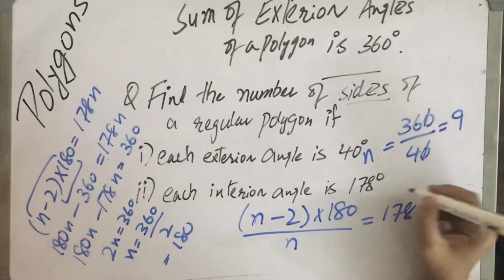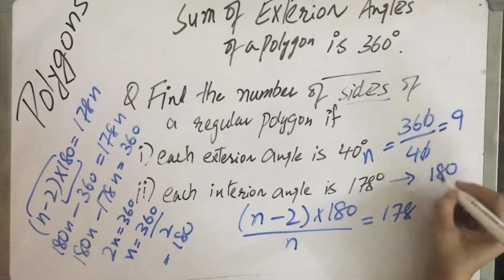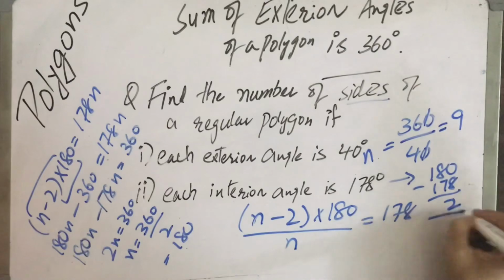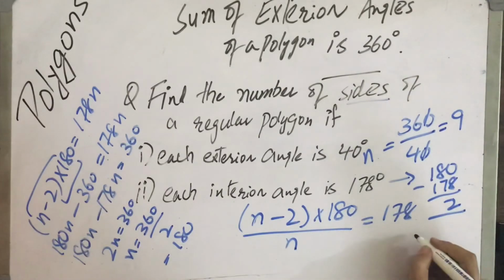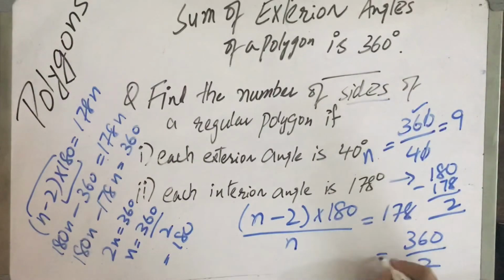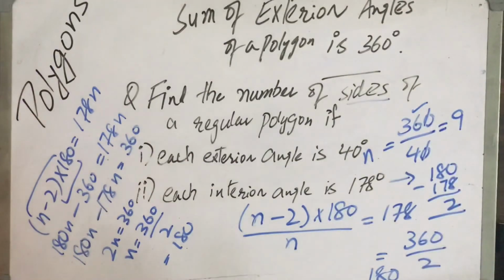Another way to find the answer: if we have each interior angle 178, we shall have each exterior angle equal to 2, and when each exterior angle is equal to 2, we shall divide 360, the sum of exterior angles, by 2, and we will have the number of sides equal to 180. Like here we had number of sides 9, here we have number of sides 180.